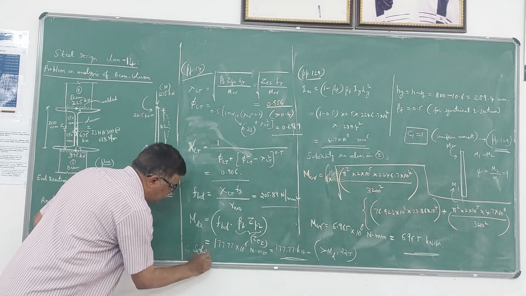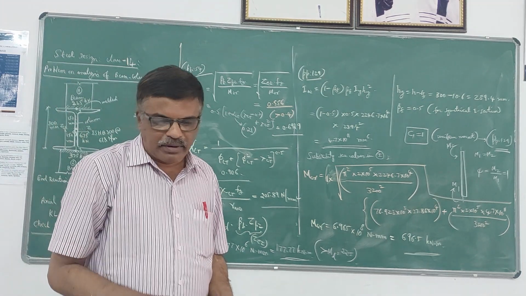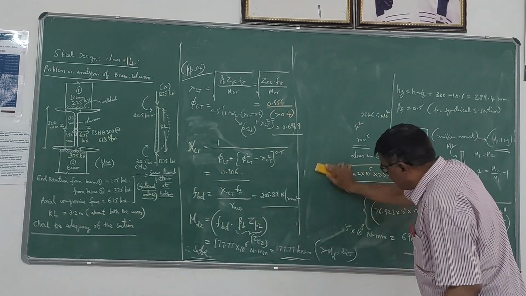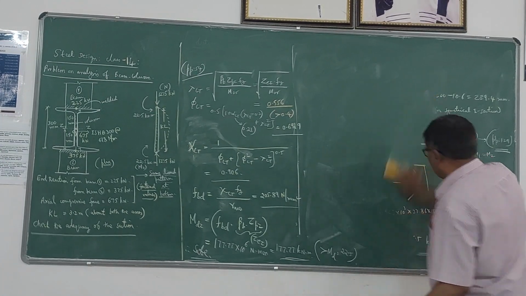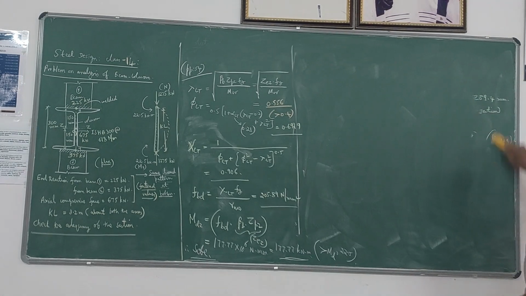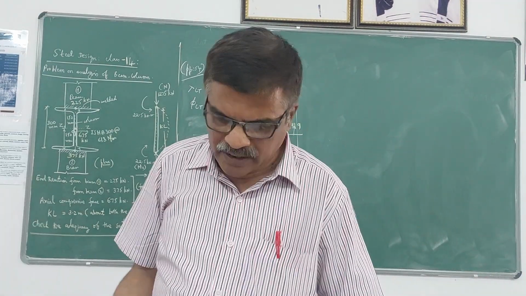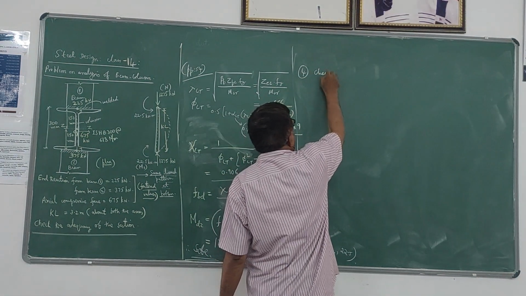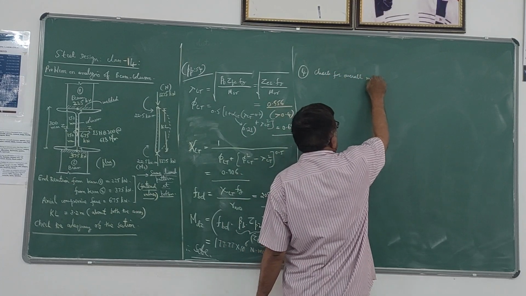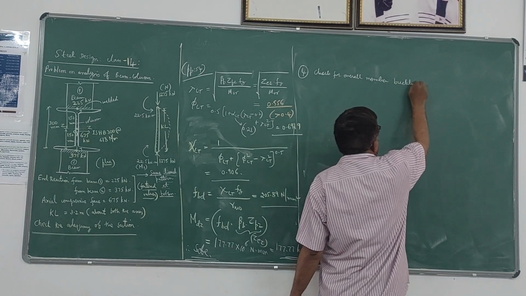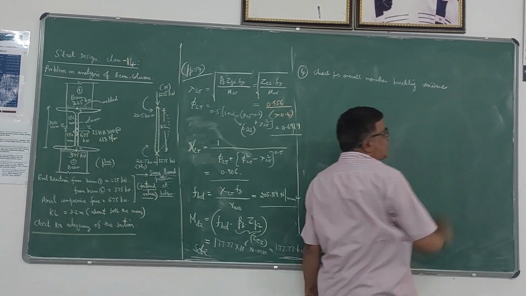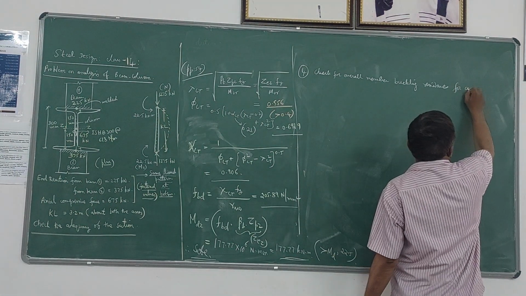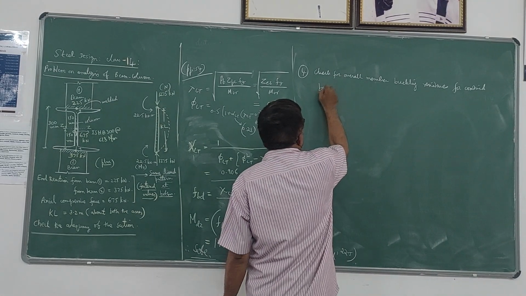This is the third check we have to do, for bending, and the last, fourth check, since all four checks have to be done here. Since the member is subjected to uniaxial bending, the last check is the check for overall member buckling resistance, for combined bending and axial compression. That means we are combining now.